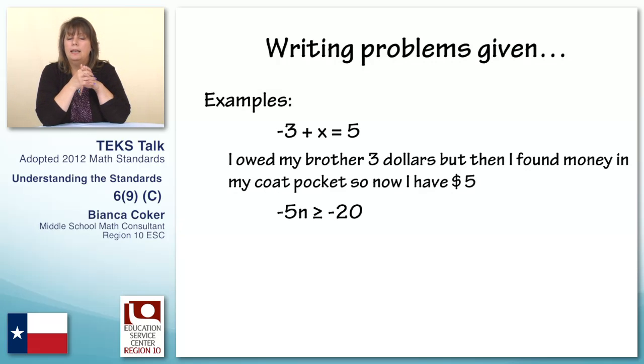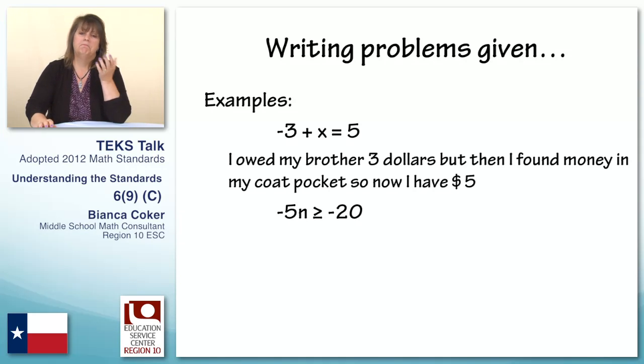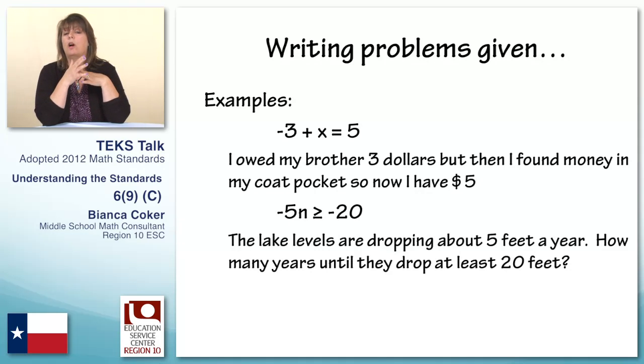Let's look at an inequality. Suppose we're given -5n is greater than or equal to -20. So looking at this, we're going to have to find a problem situation where we have -5 times an unknown amount, and somehow that is expressed as greater than or equal to -20. I don't know. Here's an example. The lake levels are dropping 5 feet a year. The dropping indicates the negative. 5 feet a year or per year is going to be our coefficient on our unknown amount.